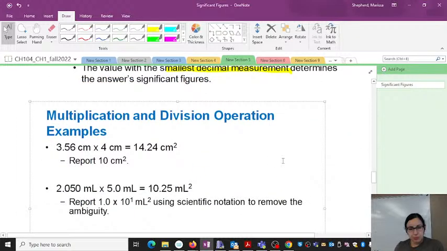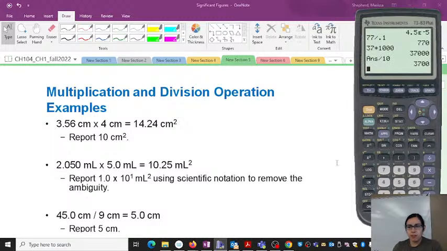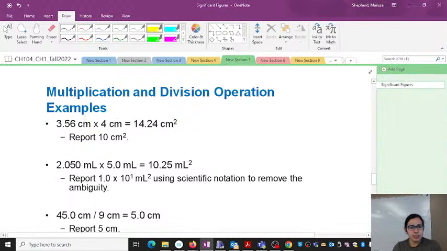So let's look at some examples so that we're all clear on that. I'll plug it into my calculator so we can all follow along. If you were to do 3.56 times 4, that spits out 14.24. But then how many sig figs do we have here?